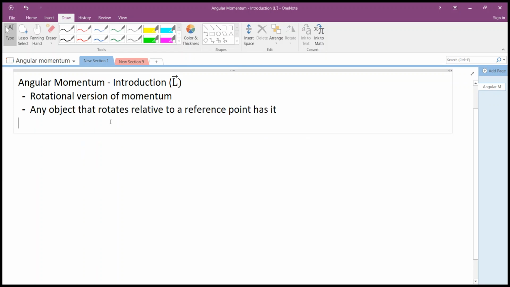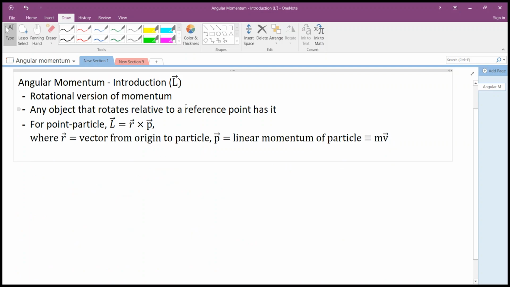Any object that rotates relative to a reference point will have angular momentum. And we define angular momentum as follows. For a point particle, the angular momentum is a cross product of r and p, r cross p, where r is the position vector of the particle, namely r is the vector drawn from the origin to the particle, tail on origin, head on the particle, and p is just the linear momentum of the particle, mass times velocity.